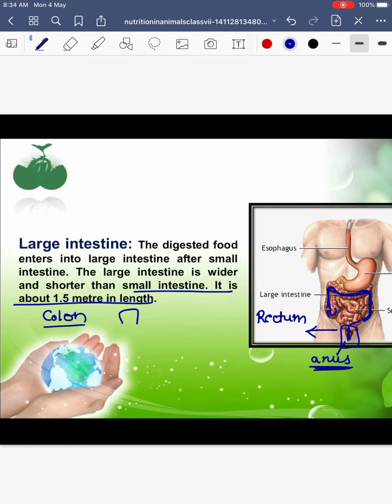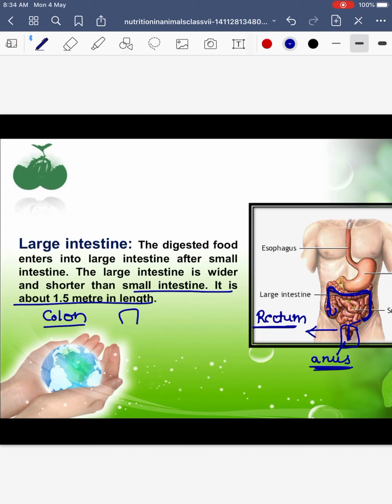Before that, food particles may still have a small amount of water and salt in them, and water is very important for our body. So whatever little bit of water is left in the undigested food is absorbed. Excess water as well as salt, whatever is there, is absorbed in the rectum. The rectum absorbs whatever water or salt is left, and the solid waste which is left behind is feces.